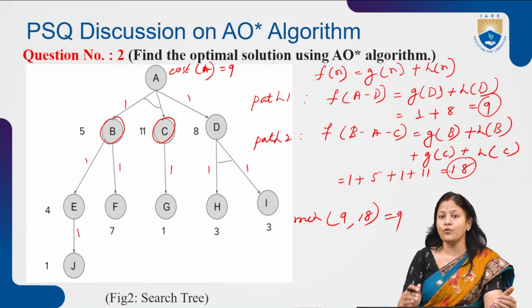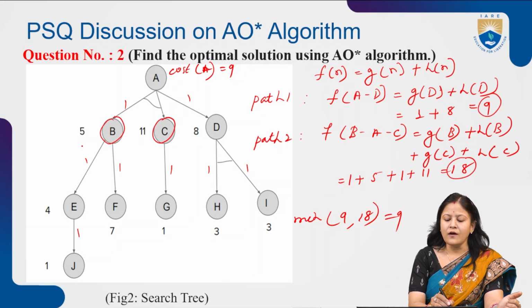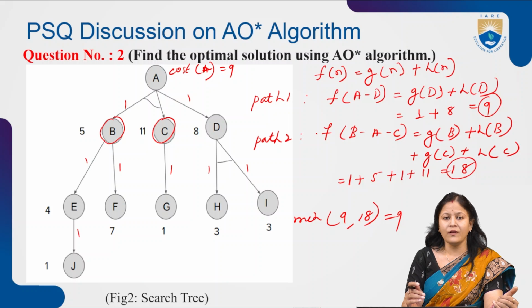Now we have to explore the complete tree. Only level 1 we have explored. Then we'll go to level 2, then we'll go to level 3 if it is needed. Otherwise, we'll stop once we find the difference at a particular level. Then we have to stop the process.